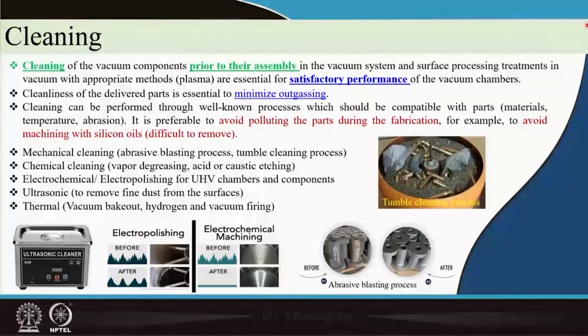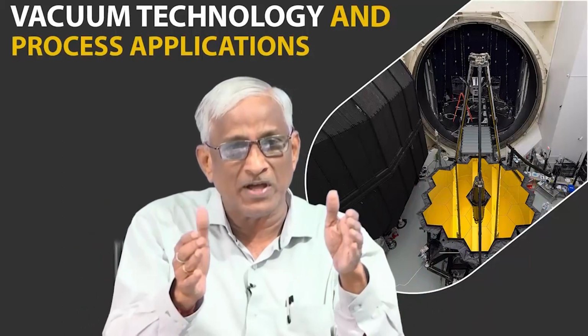So, as I already told you, you have to clean things better before and after. These are various types of cleanings like electropolishing, electromechanical machinings, ultrasonic cleaners and abrasive cleanings. For example, before the abrasive blasting process, it looks like these components, afterwards it looks like this. So, you have to slowly go from very rough surfaces to finer surfaces.